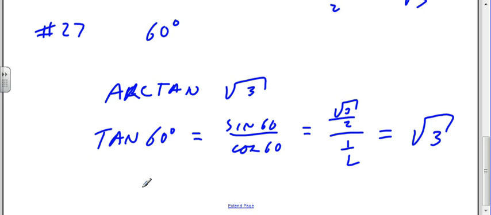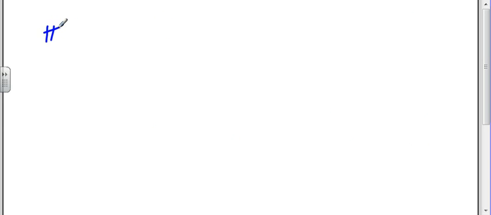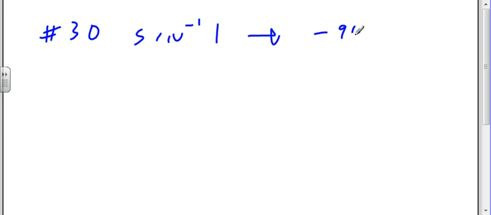Number 30. The arc sine is 1. Well, where's the arc sine going to be 1? Going to be at minus 90 degrees. So that would be okay. 270 degrees would be okay. Do we need to do any harder ones than that? 36, I guess we need to do.